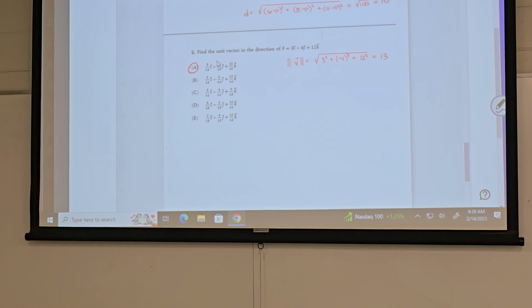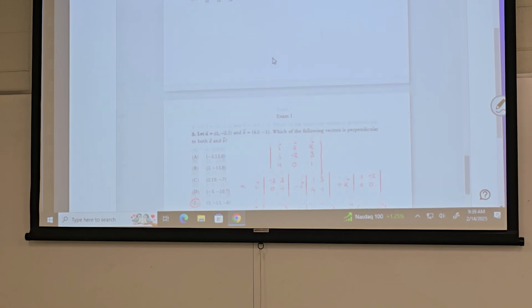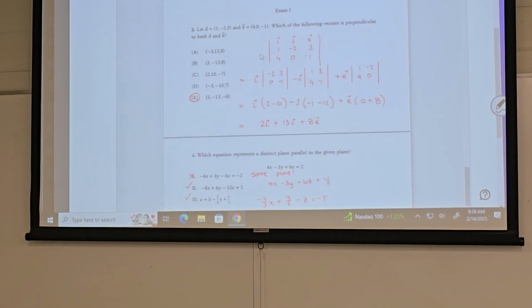Two was pretty good across the board. I don't think we had any issues there. Which of the following vectors is perpendicular to both A and B? So in my solutions, I did this kind of silly. I found a cross product and then just looked through the answer choices and found a scalar multiple of my answer.